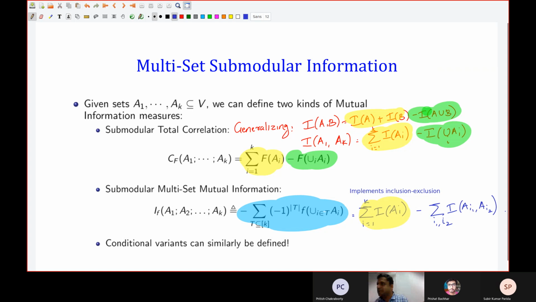What if there's some dependence? But then I've over-captured dependence between the Ai's. So I want to do a course correction and say, let me add back what I unnecessarily subtracted. So it's inclusion-exclusion. Now it's the same thing, I hope it's clear, right? I(Ai1, Ai2, Ai3), and so on.